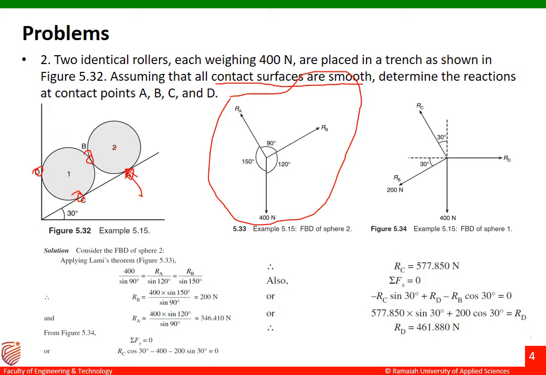Here you can see RA, the reaction coming at point A from the inclined surface. So this will be my RA. What I'll do here is draw a line like this. This is taken as RA. Next, what is written over there? This is my weight.